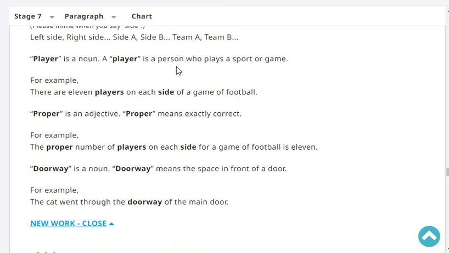So each side means each team. Proper is an adjective. Proper means exactly correct. For example, the proper number of players on each side for a game of football is 11. Doorway is a noun. Doorway means a space in front of a door. So this is the doorway. Okay, for example, the cat went through the doorway of the main door.